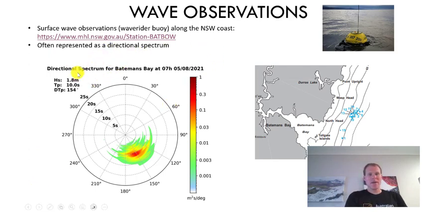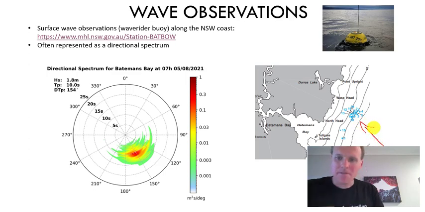Because it's a spectrum, it's showing you the amount of wave energy at a given frequency, or in this case at a given period, which are these numbers in seconds. So 5 seconds is this line, 10 is this, 15 is this circle, and so on. It's telling you how much energy is at those periods, but also how much energy is in a given direction, with 0 degrees being north and 180 being south. This is telling you that for this buoy, most of the wave energy is coming from the southeast. On average at this time, it's coming in from this direction here.